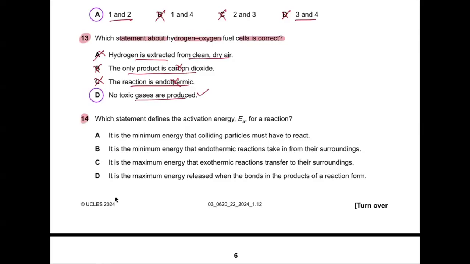Okay, 14. Which statement defines the activation energy for the reaction? If you recall, as we have discussed, activation energy is from the height of the reactants till the highest point. It's the amount of energy which is always needed to start the reaction, to pass the barrier. The minimum energy that colliding particles must have to react. Yes, because if they do have this energy, then they turn into product.